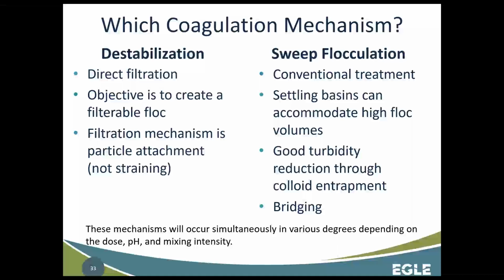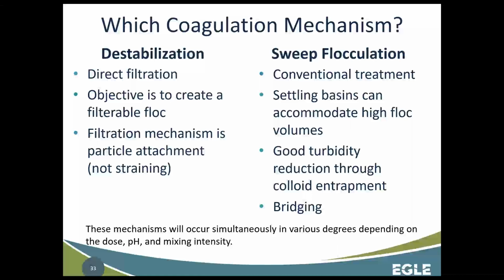So for sweep flocculation, we do the destabilization. This is what we're doing in a conventional plant. But then we're also looking to get the sweep floc. We're looking to get the bridging. And that's so that we can settle out the majority of the turbidity in the settling basins. And then we can go ahead and apply whatever turbidity is remaining to the filters. These are going to be the smaller particles that didn't settle out, where they'll be removed by particle attachment. So the idea is that all the big particles will settle out. Whatever makes it through the settling basin are going to be smaller, pin floc type particles that can then be pretty efficiently removed by the filter.